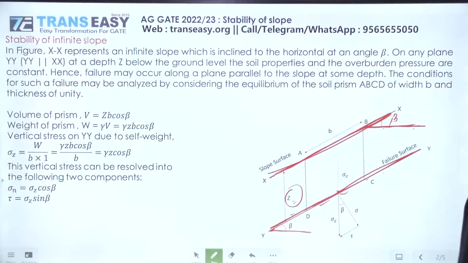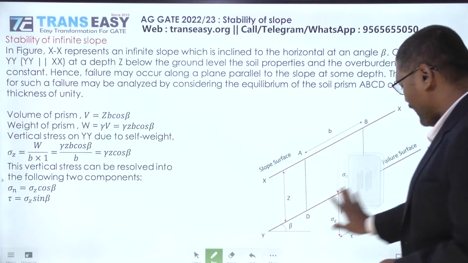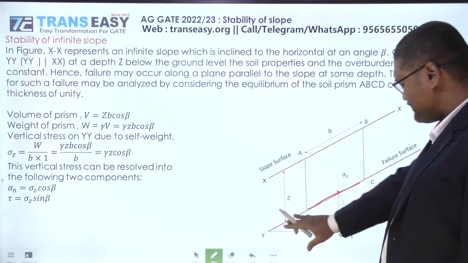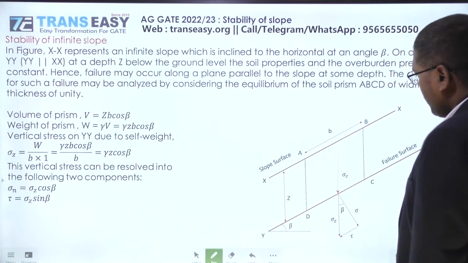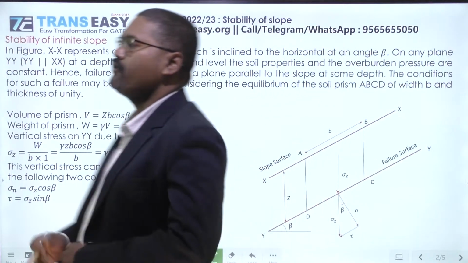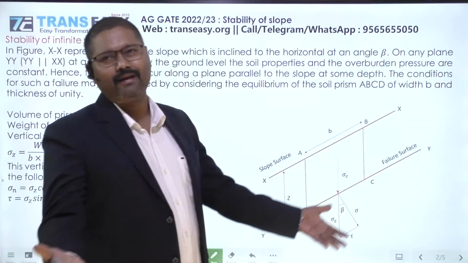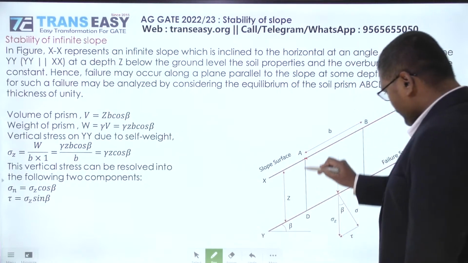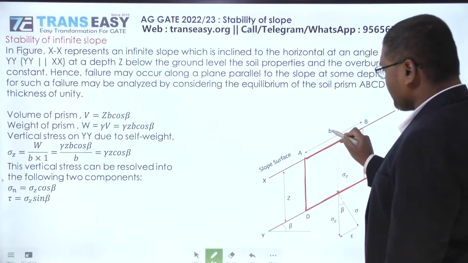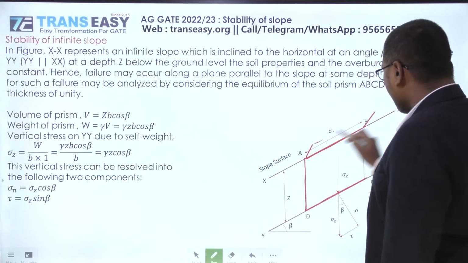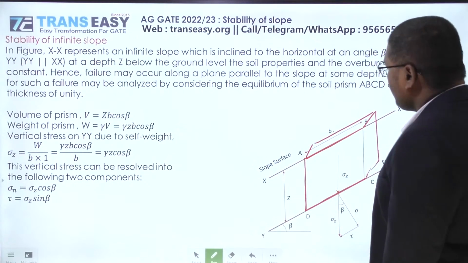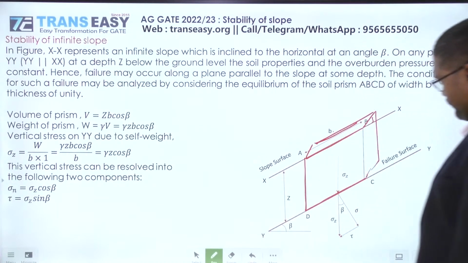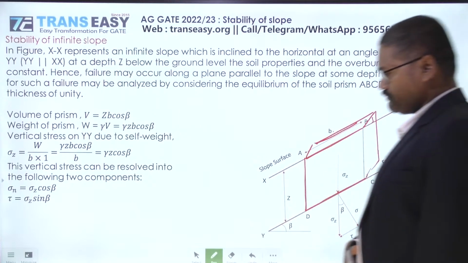This is YY. Now friends, try to find the vertical stress acting on this failure plane. For this purpose, we try to find the weight acting on this plane, weight upon area, that is vertical stress. For this purpose, we consider a prism of width b and thickness of unity. Width is b and thickness is unity. This is a prism.